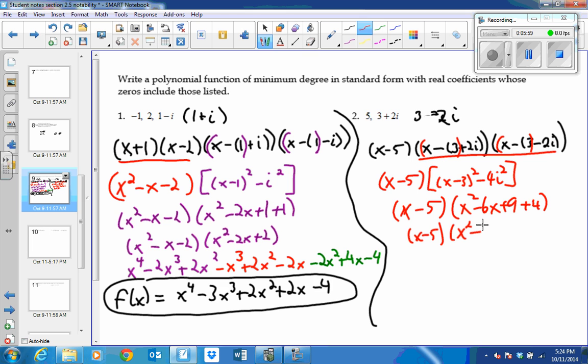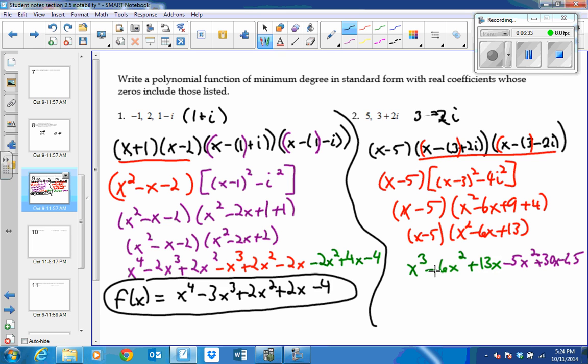Times x squared minus 6x plus 13. And now distribute there. First term times everything in that one, we're going to get x cubed minus 6x squared plus 13x. Last term times everything in there, we're going to get minus 5x squared plus 30x minus 65.